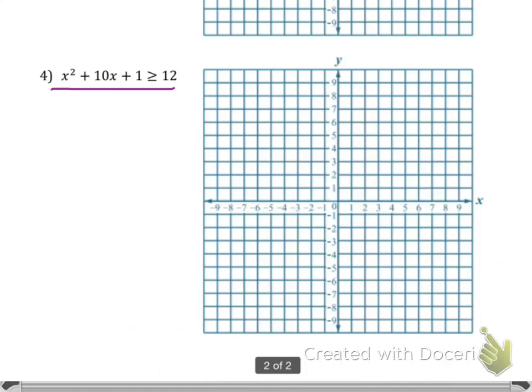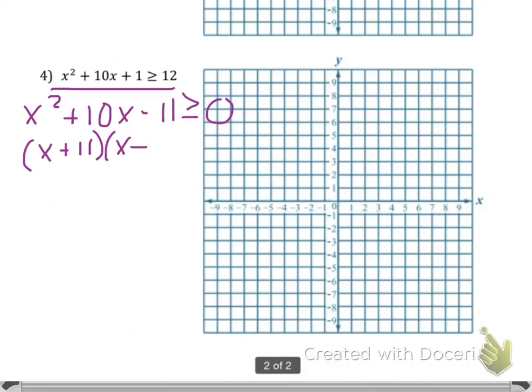Okay, so then this last example, I've got another one variable, so I'm just going to have a number line, and I need to find my zeros. So I've got x squared plus 10x, and I need to subtract that 12 over. So I've got minus 11 greater than or equal to 0. This conveniently factors nicely. I've got x plus 11 and x minus 1 greater than or equal to 0. And then I set each of those equal to 0, and I solve for x. I've got x equals negative 11 and x equals positive 1.